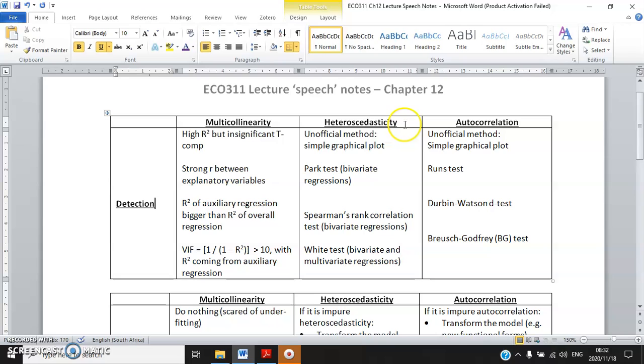And then for chapter 11, the 3 tests you learn are the Park test, which only works for bivariate regression, two-sided t-test; Spearman's rank correlation coefficient, also for bivariate regression only, two-sided t-test; and then the White test, which works for bivariate and multivariate regression. But if I ask a question on the White test, I would mainly focus on multivariate regression. And then autocorrelation, you learn the runs test, Breusch-Godfrey test, and the Durbin-Watson d-test.